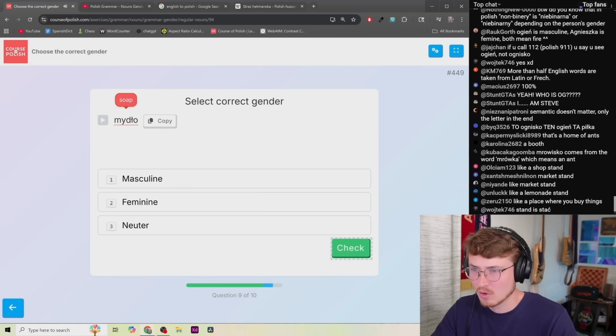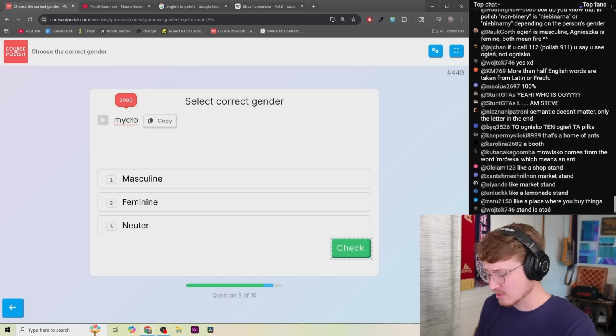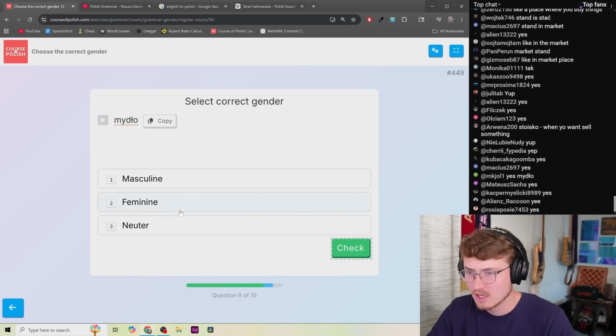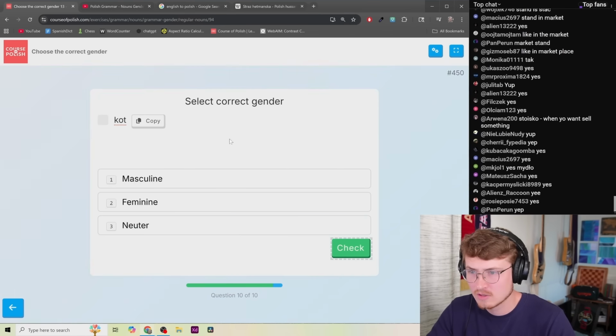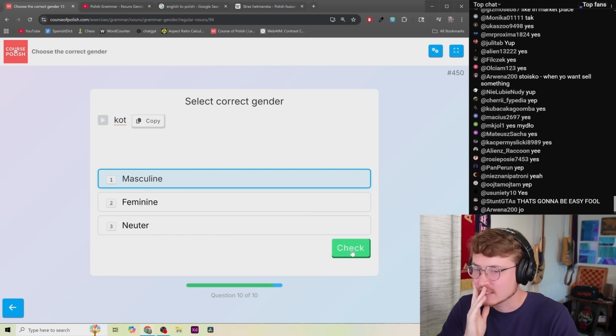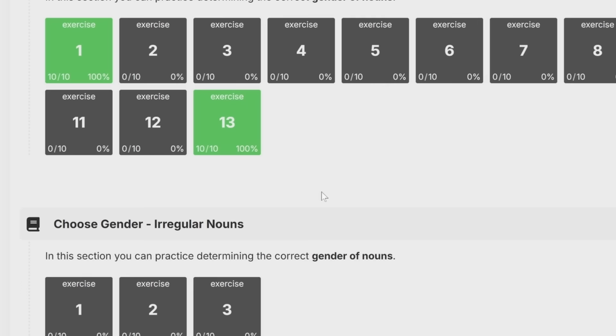Mydło. All right, soap. Okay, that's a good word to know. So mydło is neuter because it ends in an O. Kot. Cat. It's such a breath of fresh air every time there's a word that I actually know. And this is masculine because it ends in a T. All right, 100%. Okay, here we go.